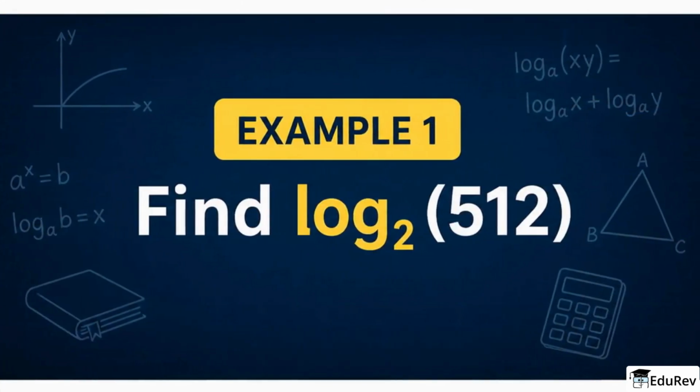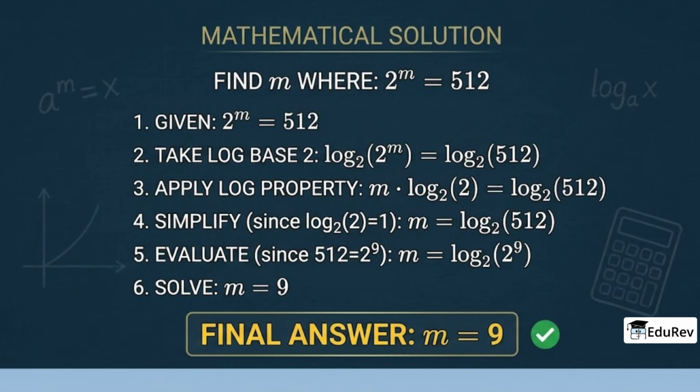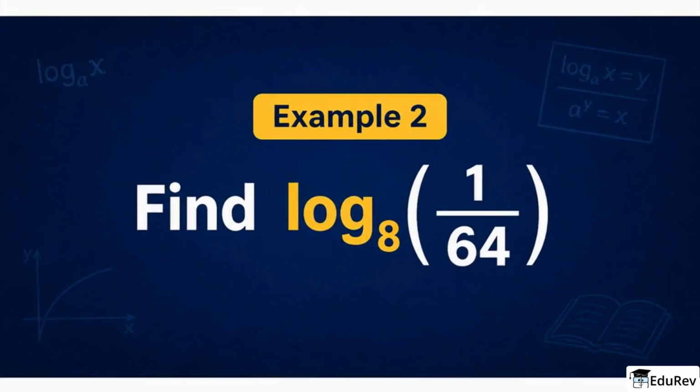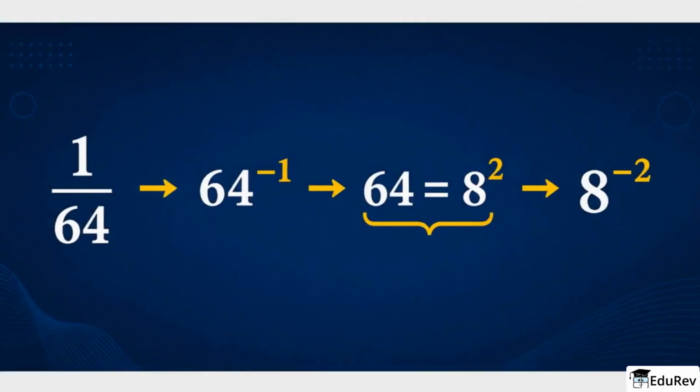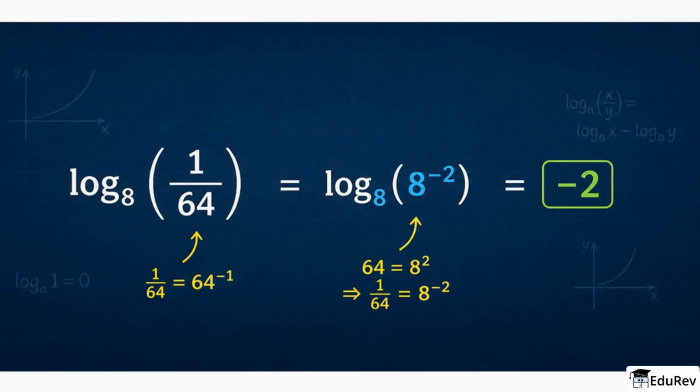Example 1. Find log base 2 of 512. Ask what power of 2 gives 512. 512 equals 2 to the power 9. So log base 2 of 512 equals 9. Example 2. Find log base 8 of 1 divided by 64. Write 1 divided by 64 as 64 to the power minus 1. And 64 equals 8 squared. So 1 divided by 64 equals 8 to the power minus 2. Hence log base 8 of 1 divided by 64 equals minus 2.